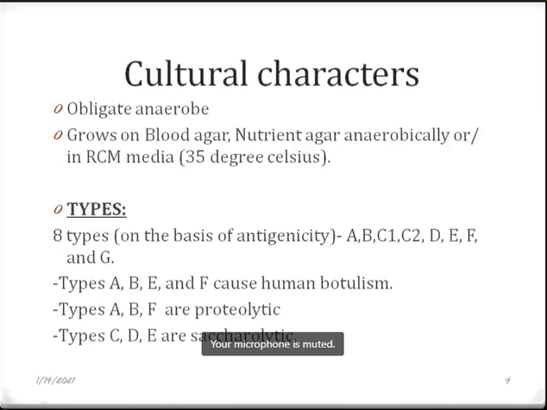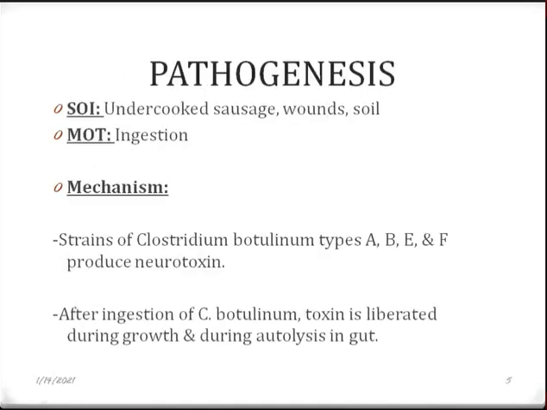Now, pathogenesis. How can Clostridium botulinum cause infection? The source of infection is undercooked sausage, wounds, or soil. The mode of transmission is mostly by ingestion. As for the mechanism, strains of Clostridium botulinum type A, B, E, and F, which cause human botulism, produce neurotoxin.